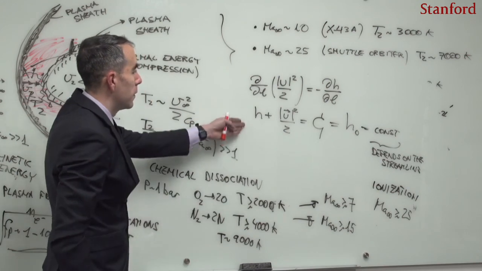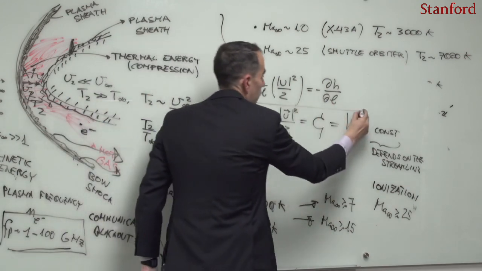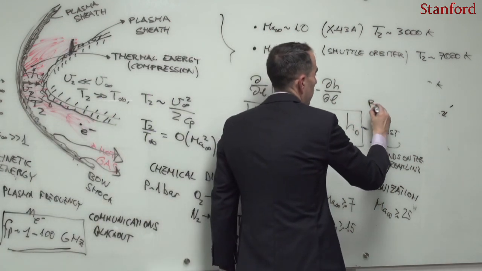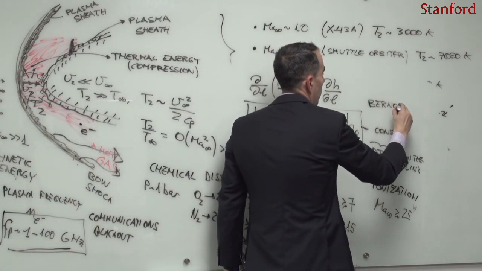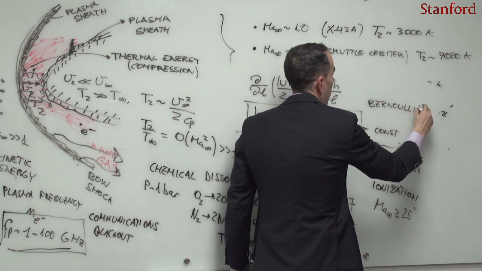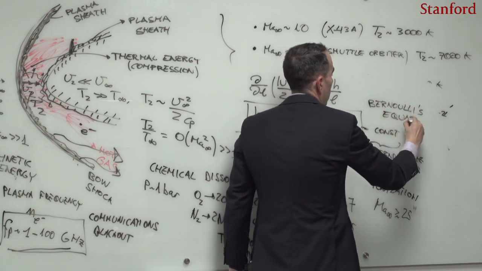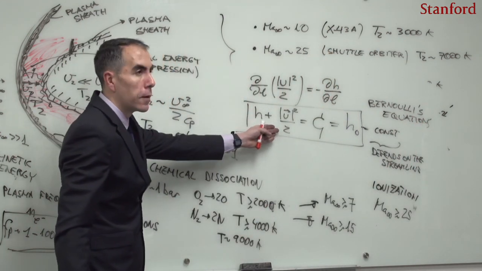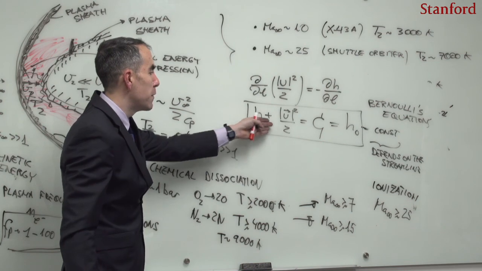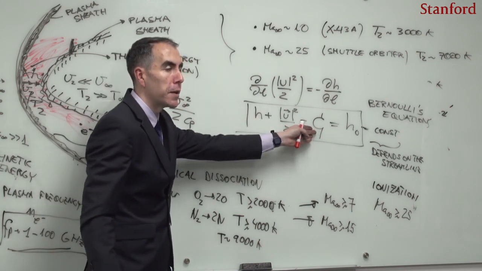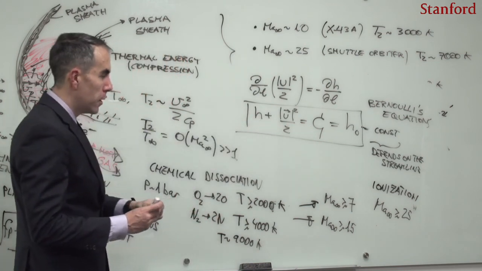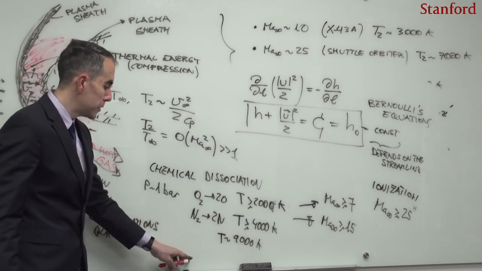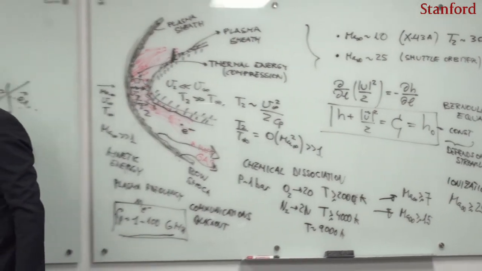This relation that you have here we call the Bernoulli's equation for compressible flows. It relates the enthalpy with the specific kinetic energy, and the sum of these two is equal to a constant along any streamline, and that constant depends on the streamline. So next lecture we are going to talk about the static and stagnation quantities, and we will elaborate a little bit more on that.